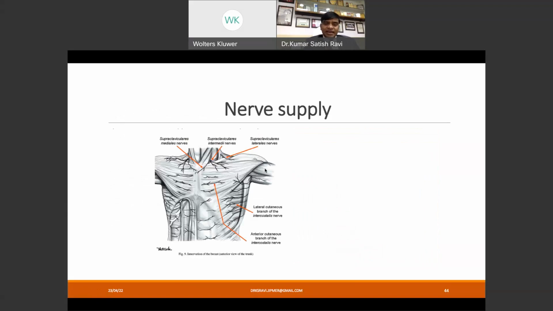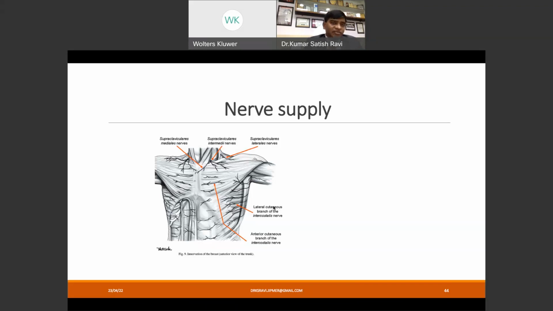Now, when we see the innervation, or nerve supply, in this diagram, you can appreciate that we have the anterior and the lateral cutaneous branches from the 4th, 5th, and 6th intercostal nerves supplying this area. Through the 4th, 5th, and 6th intercostal nerves, it will supply the sympathetic fibers, right? So I repeat, the nerves are derived from the anterior and the lateral cutaneous branches of the 4th, 5th, and 6th intercostal nerves. These are the sympathetic fibers.